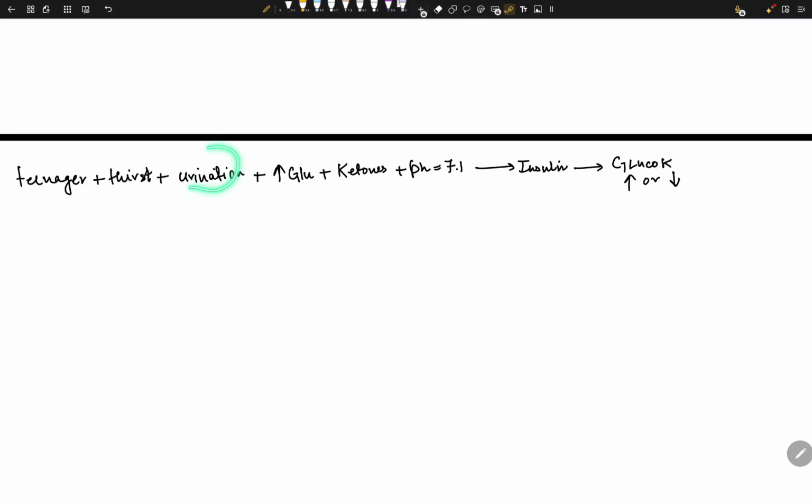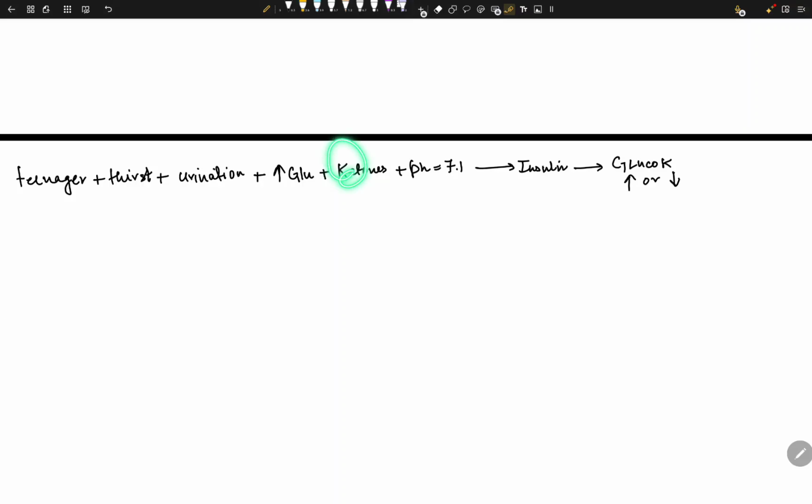So what about urination? Why is she peeing a lot? Because she has a lot of glucose in the blood, right? So glucose exceeds the renal threshold. Glucose stays in the filtrate. Glucose acts like an osmotic puller, right? It pulls the water into the urine, large urine volume, right?